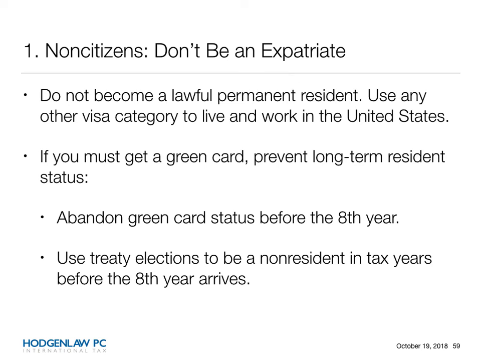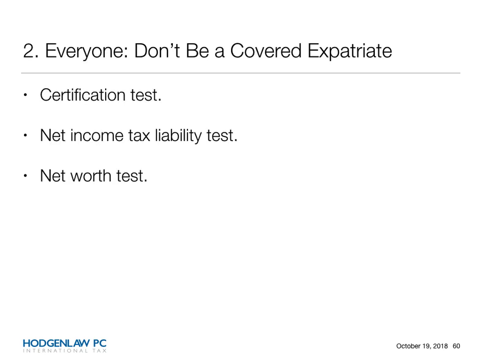If you do get a green card, that 8-year clock is your limit. So somewhere before the 8 years hits, you've got to make a decision and make a move. Abandon the green card, get out of the country, or if you're lucky, get out for a while, make treaty elections to be a non-resident, and postpone that date. But sooner or later, that 8-year number is going to hit, and you're either locked in or not. So that's your first step.